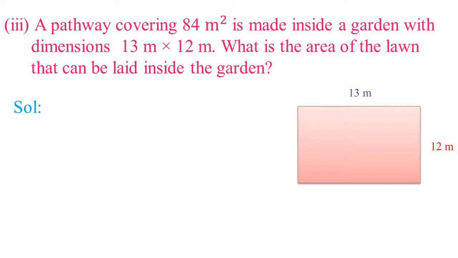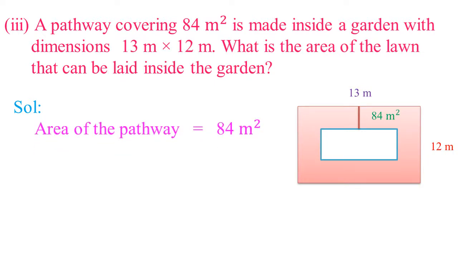That means outside garden length and breadth are given. So draw outside rectangle length 13 meter, breadth 12 meter, and also draw inside rectangle, that means lawn that can be laid inside a garden, and also given the pathway covering 84 meters square. So mark the pathway 84 meters square. Then find area of the lawn. Area of the pathway is 84 meters square.